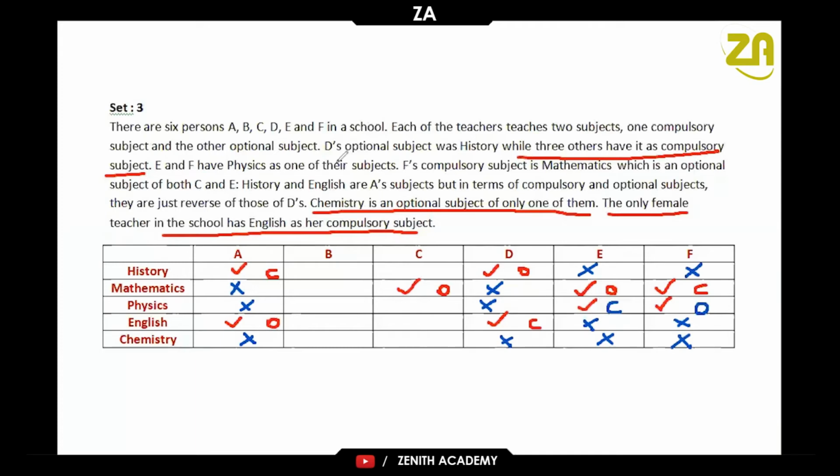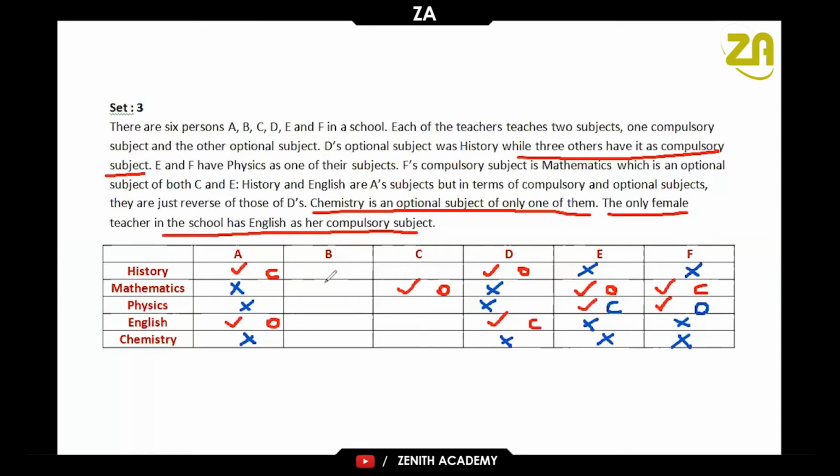Look here. D's optional subject was history, while three others have it as a compulsory subject. So look here, history is taught by A as compulsory, taught by D as optional. E is not teaching history, F is not teaching history. So now it is very evident from this row that this cell is decided, this cell cancel, this cell cancel. Only these two cells are left.